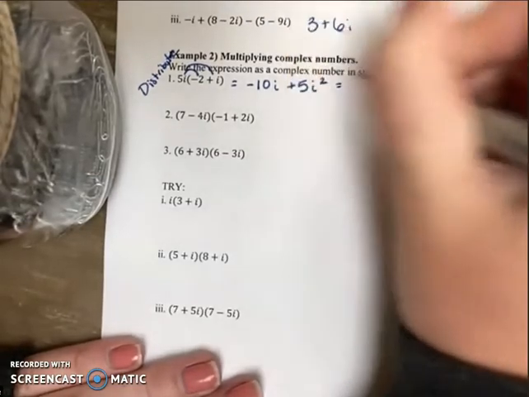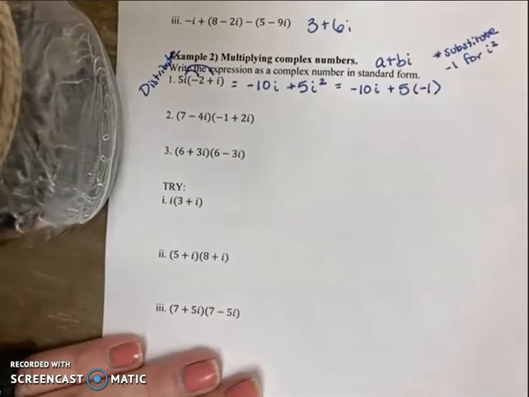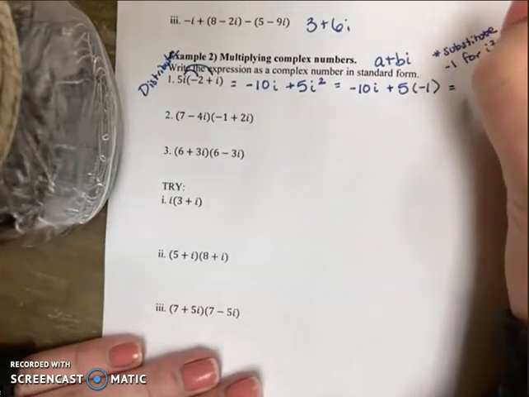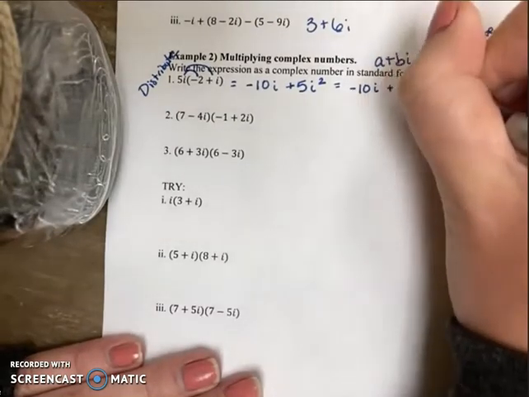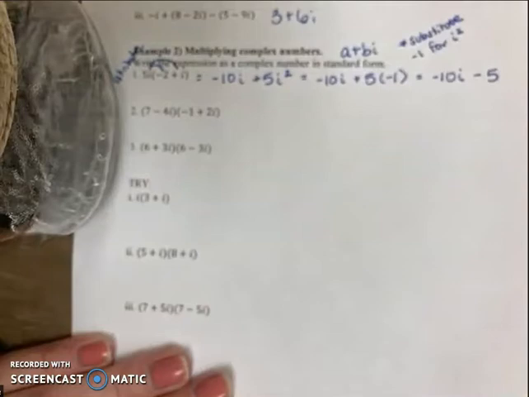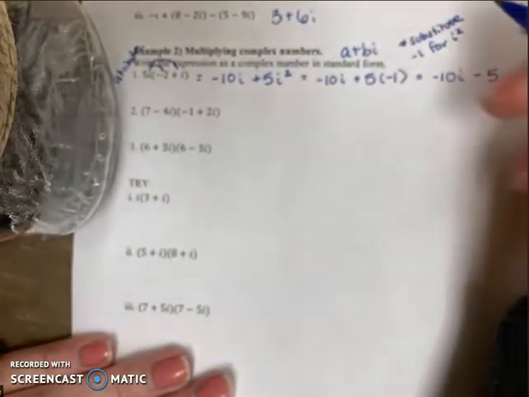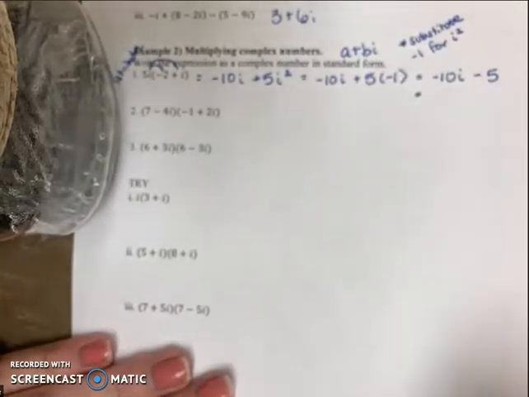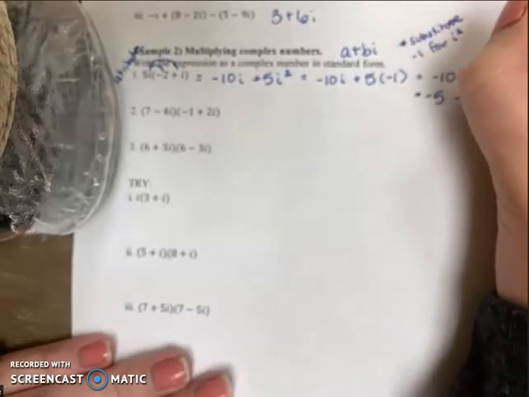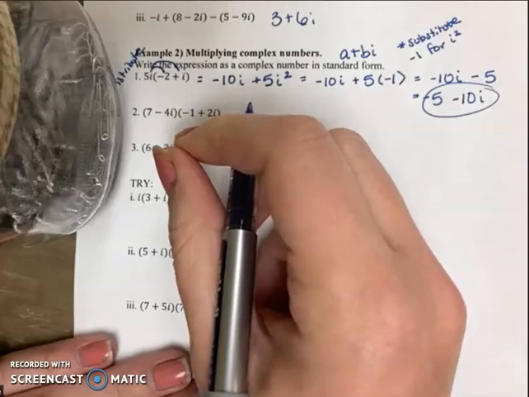Okay? So if I do that, I have negative 10i plus 5 times, in place of i squared, I'm putting a negative 1. Meaning I now have negative 10i, positive 5 times a negative 1 is a negative 5. Well, this is still not in standard form. Standard form has the real number first, and then the imaginary number second. Meaning that I need to put that negative 5 out front, so negative 5. And then my imaginary component, the negative 10i second. Making my final answer negative 5 minus 10i.